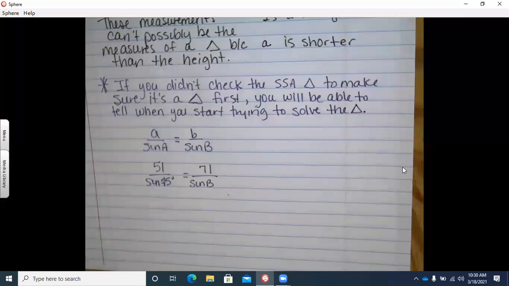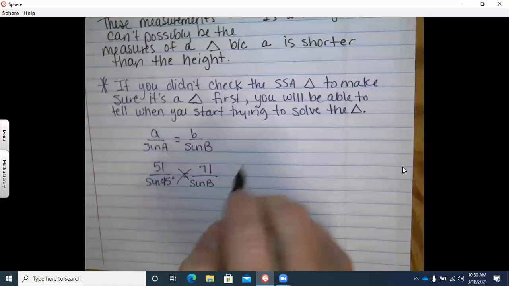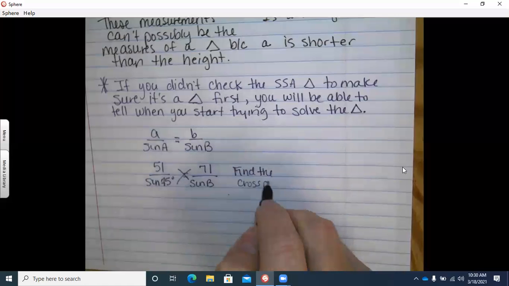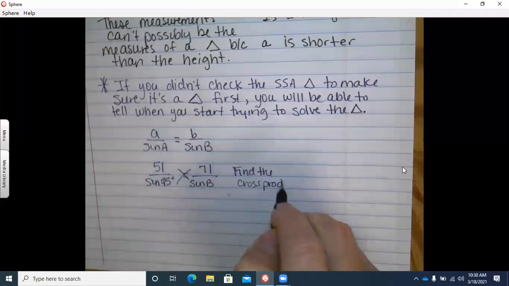Y'all know if I just have a fraction set equal to a fraction, I could do like we did yesterday, multiply both sides by sine of B, right? Or actually, we can do something a little quicker as well. Do y'all remember what cross product means? When you have a fraction set equal to a fraction, you can find the cross product. Or you can solve it the way we did yesterday too. But cross product a lot of times will give you the answer quicker.